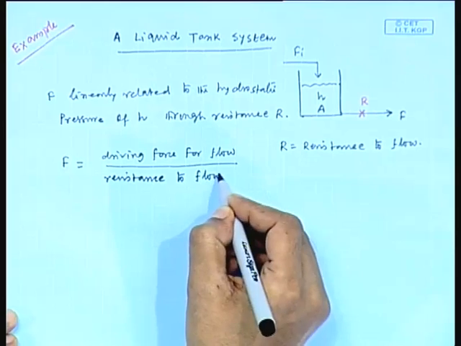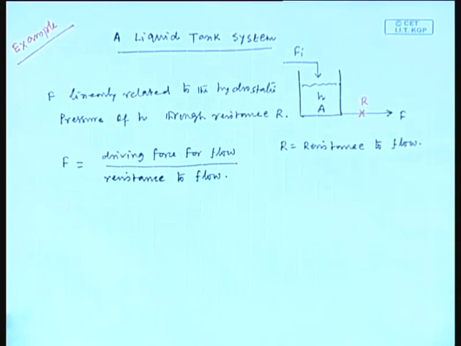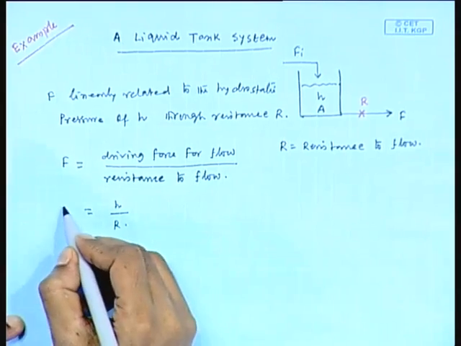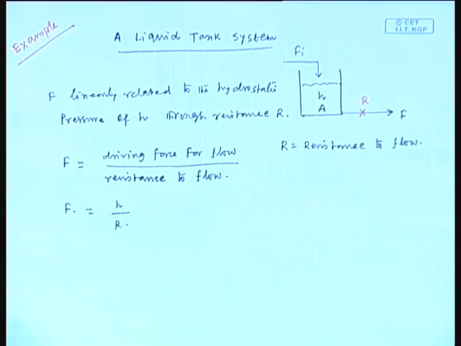Resistance to flow. Fine. It is quite common in heat transfer also, like Q equals to delta T divided by R. We have studied in our heat transfer course, rate of heat transfer equals to driving force, that is temperature difference, divided by the resistance. Similarly, we are writing also the same similar relationship, that is F equal to driving force, here H, and resistance is R. Fine. So, in the modeling equation we will consider F equal to H divided by R.